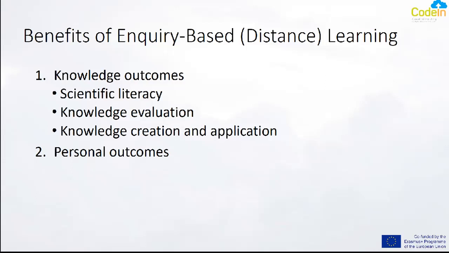Knowledge outcomes. Knowledge outcomes can be classified into three dimensions, each of which can be considered as being the result of the others. Scientific literacy. The first dimension is related to the understanding of the knowledge creation process. All the students should gain a deep understanding of what it means to research and how knowledge is produced.